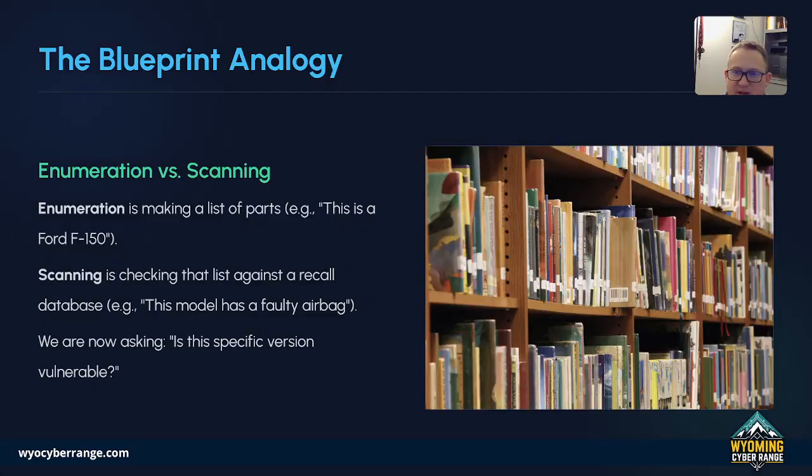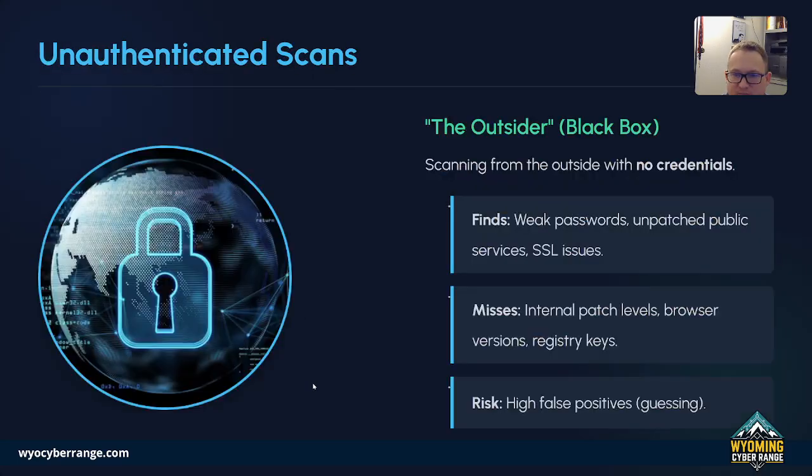Now, the blueprint analogy here, we need to understand the difference between enumeration and scanning. Enumeration is simply making a list of parts. It tells you this is an F-150. You know what it is, but you don't know if it's safe. Scanning is taking the list and checking it against a recall database. Now the scanner is going to look at the model and say, hey, this specific model has a faulty airbag. So in this phase, we're no longer just asking, what is this? We're asking, is this specific version vulnerable? Does it have any weaknesses?